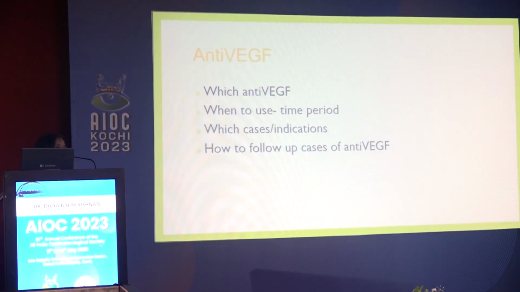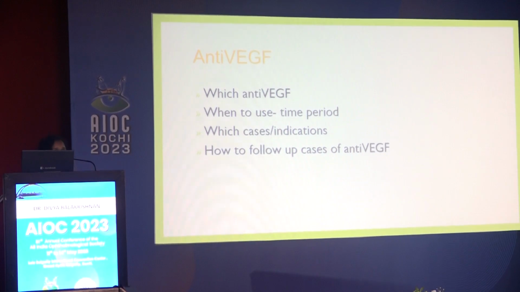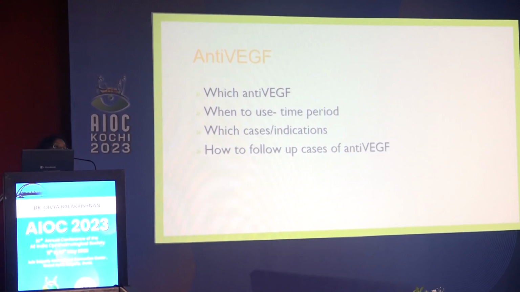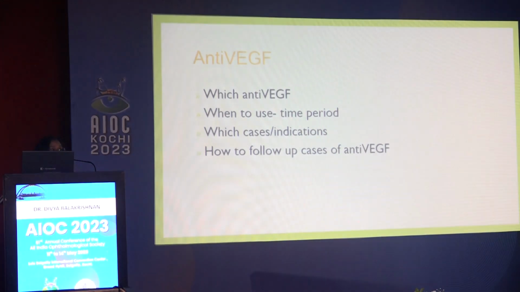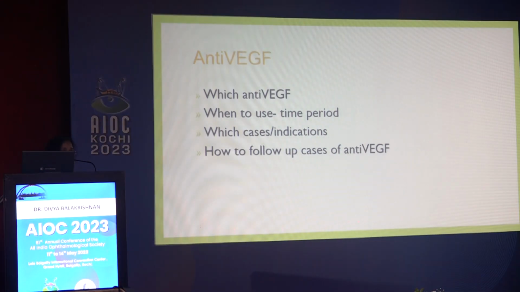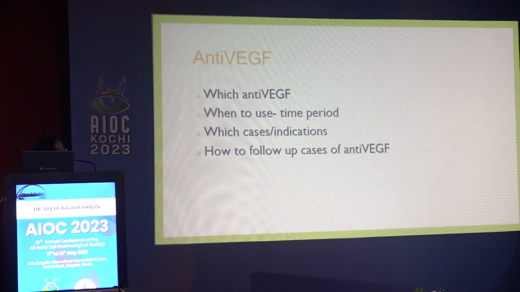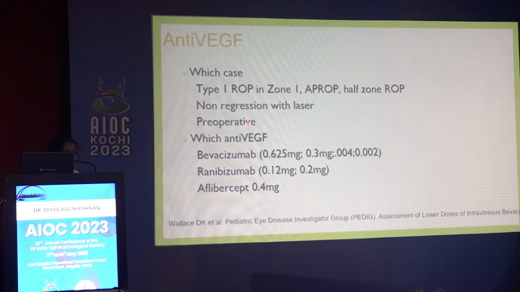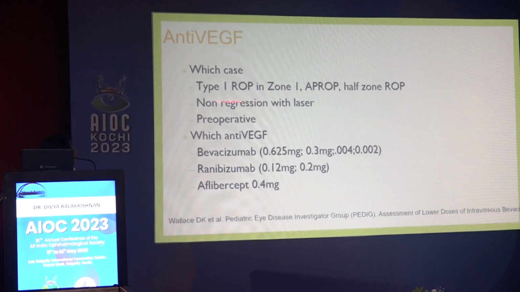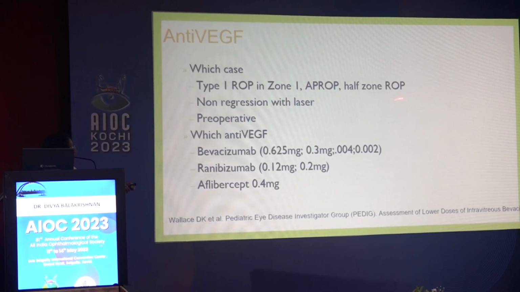Now we have cryo, laser, and we need anti-VEGF. Why? Because laser and cryo will take some time to act, and now we do have more and more posterior disease. When you ablate, you get more field loss. So you want to preserve posterior retina as much as possible, and VEGF acts faster. So that is why we use anti-VEGF. In which cases? Don't use it in type 2, don't use it in zone 2; it is for zone 1, AP-ROP or a half zone ROP.